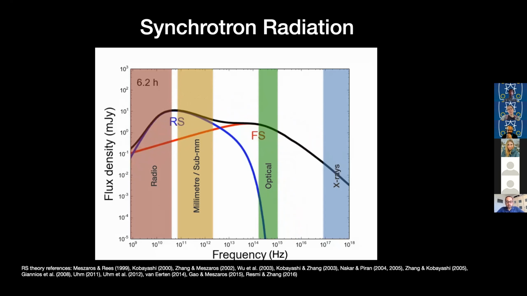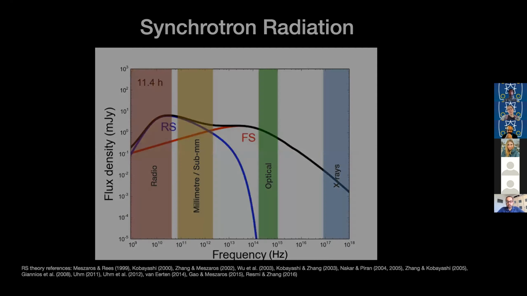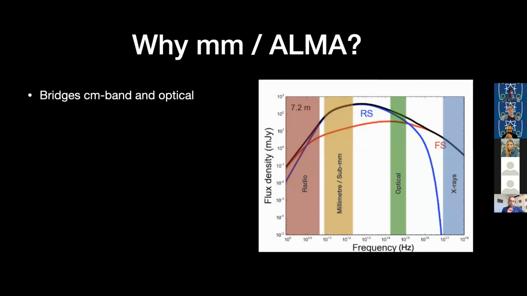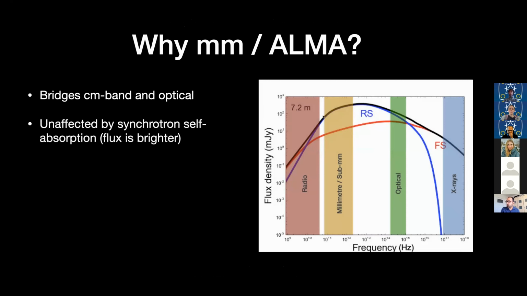So how do millimeter band observations like from ALMA help us? First, they bridge the centimeter and the optical, and so they allow us to sample the peak of the spectrum, which is sensitive to the explosion energy and the environment density in the case of the forward shock, and to the outflow Lorentz factor, so the outflow speed, in the case of the reverse shock. And there's really no other way to measure the speed of this outflow than to look for this signature of the reverse shock. The millimeter band is also typically above this steep cutoff caused by synchrotron self-absorption, which can actually make the millimeter band emission brighter and easier to detect than at the centimeter band. The millimeter band is also unaffected by radio scintillation.